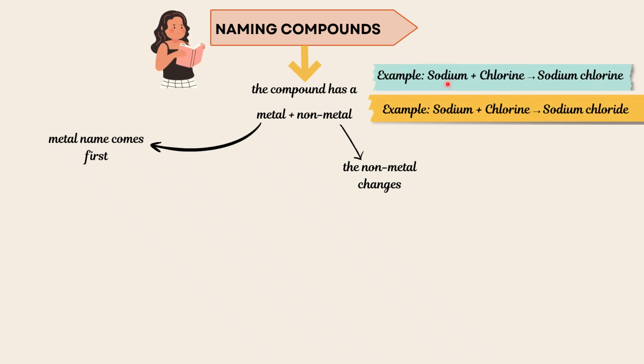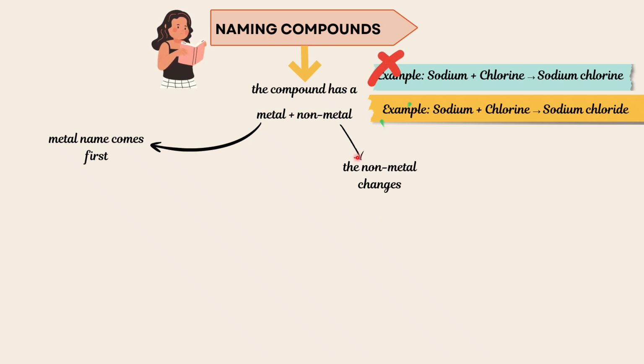When I combine sodium and chlorine, it results in the formation of the sodium chloride compound. So when we are writing the name of that particular compound, we do not write sodium chlorine. What we write is sodium chloride. So here the name of the metal is written the same as it is, whereas the name of the non-metal changes. This is what I was talking about over here.